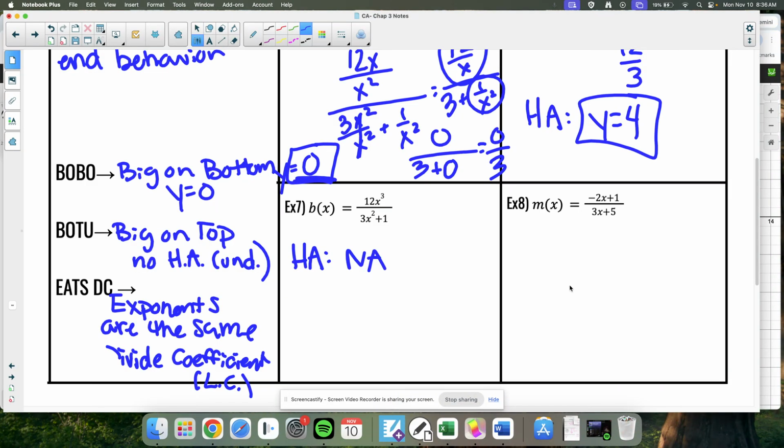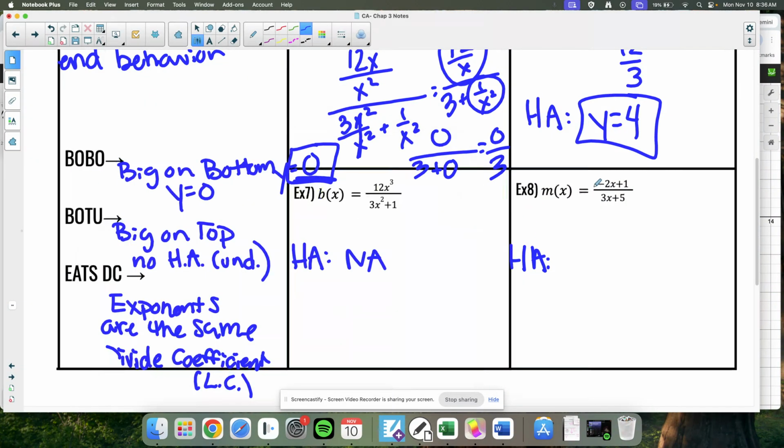Last one. What is our exponent on top? 1. What's our exponent on the bottom? 1. So if your exponents are the same, how do you find your horizontal asymptote? Divide them. So what's our horizontal asymptote? Negative 2/3.